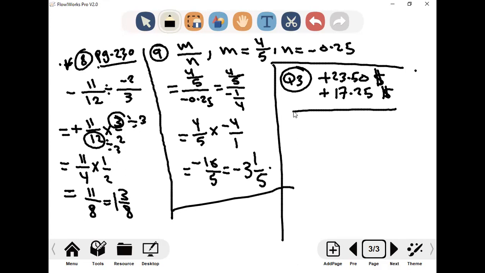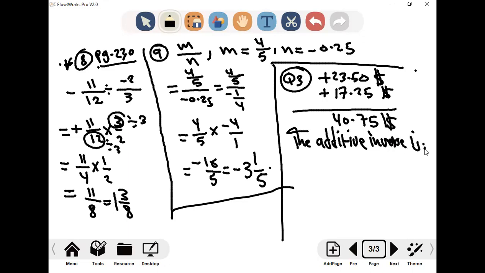So first we will find the total amount by adding them. How much money did he get? Then we find the additive inverse. How do we find the additive inverse? If it's positive, we make it negative. If it's negative, we make it positive. So the first step, let's find the total money, right? $75. The additive inverse will be negative.